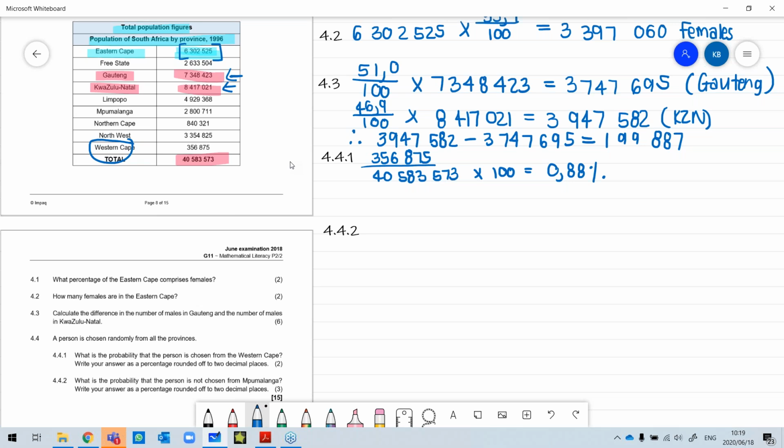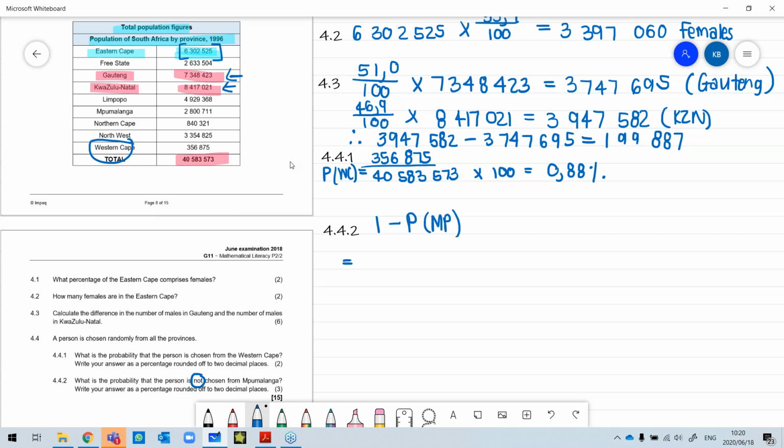Last question, question 4.4.2. What is the probability that the person is not chosen from Mpumalanga? Write your answer as a percentage rounded off to 2 decimal places. So now that this probability question asks us the probability of a person that is not chosen from Mpumalanga, as soon as you hear that is not chosen, your probability question is going to look like this. For the previous question, this would have been the probability of Western Cape. So now, because our question states not chosen, we say 1 minus the probability of Mpumalanga.